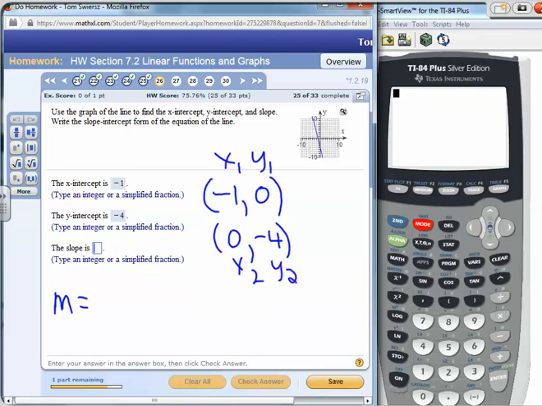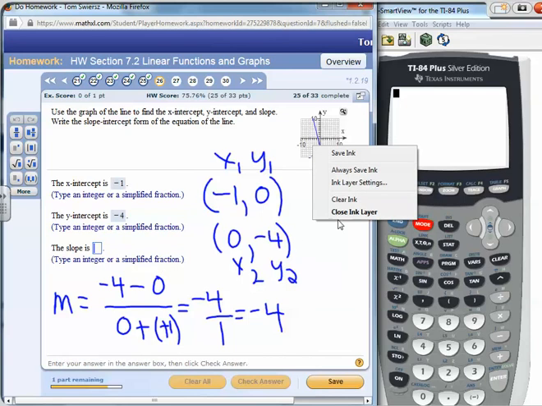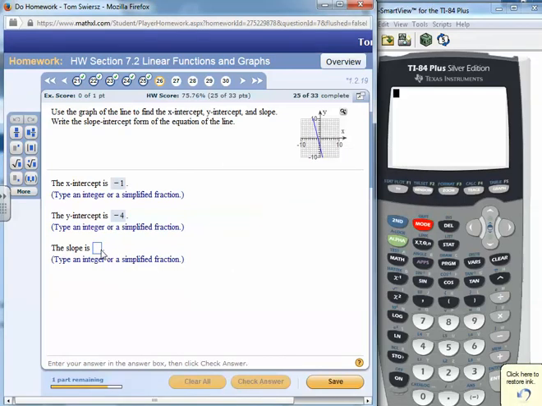So the slope is y2, -4, minus y1, which is 0, over x2, which is 0, minus x1, which is a -1. So get the correct order. -4 minus 0 is simply what? -4. 0 minus a -1 is 0 plus 1, +1. -4 divided by 1 is simply -4. In simplified form you don't want to put in the 1 in the denominator. So we would put in the slope as -4 in simplified form.